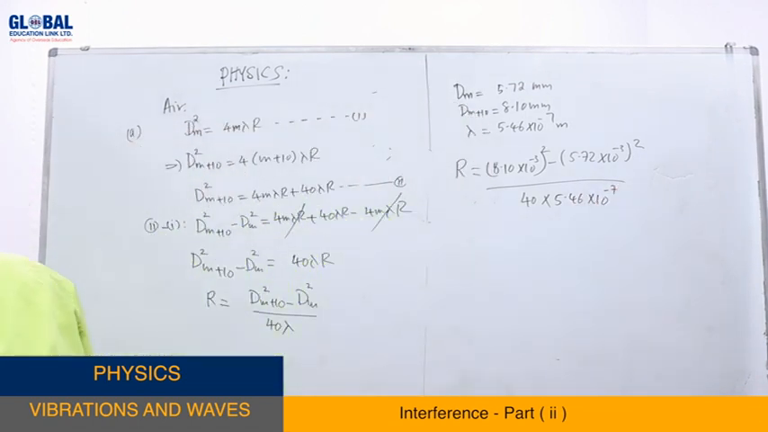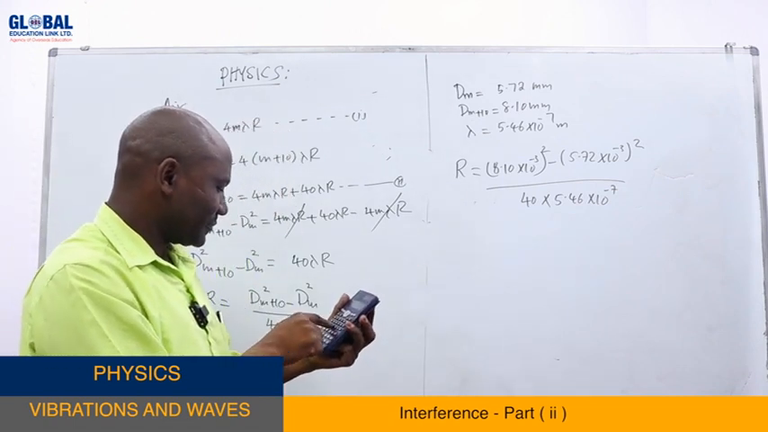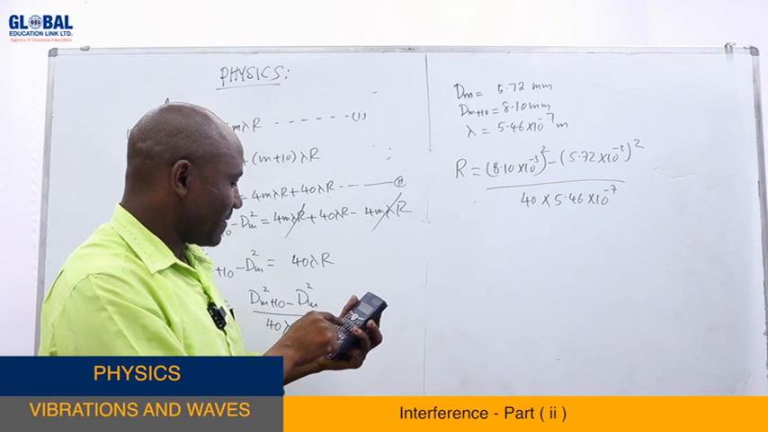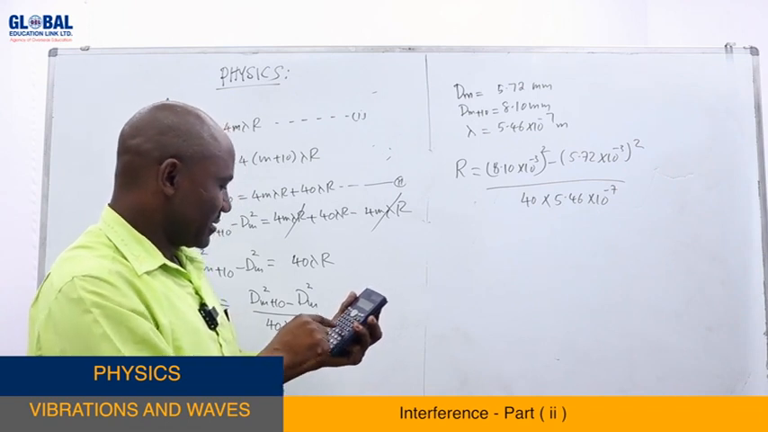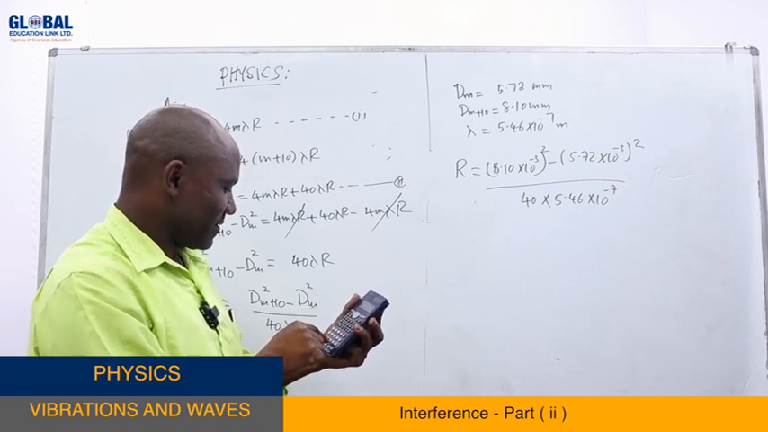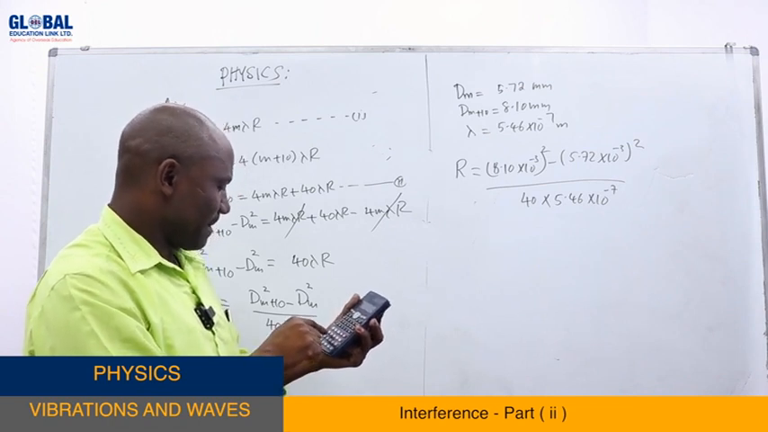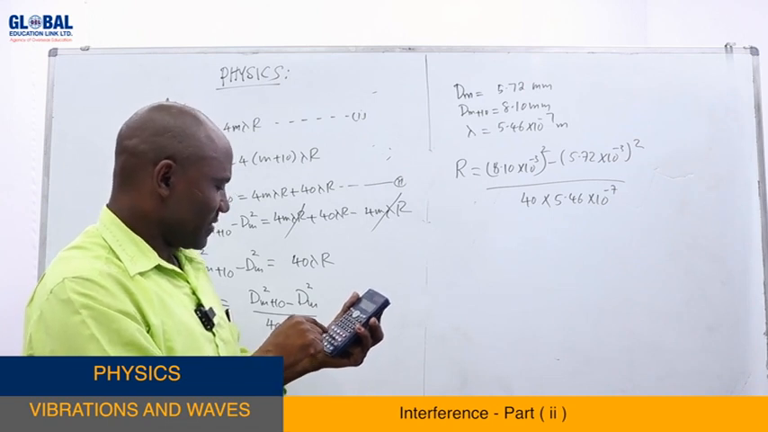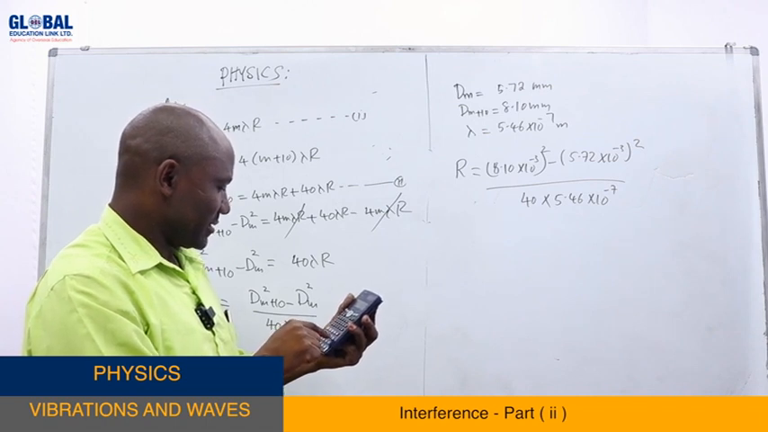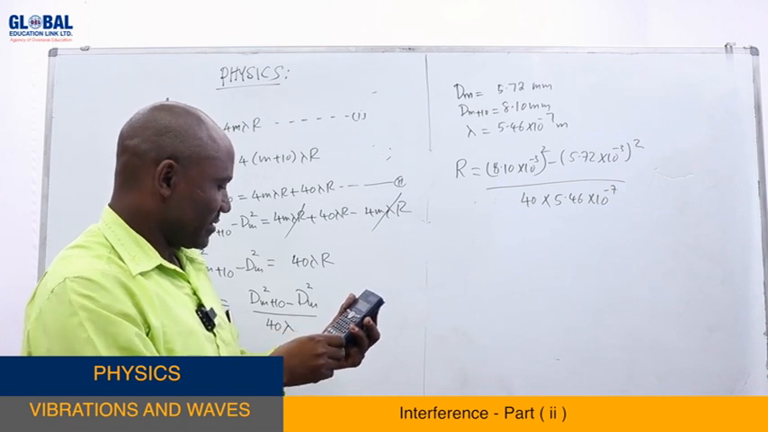Using your calculator, you can find the values. Let's find 8.1 e power negative 3, and then square, minus 5.72 e power negative 3 squared, dividing by 40, dividing by 5.46 e power negative 7. What are you getting?